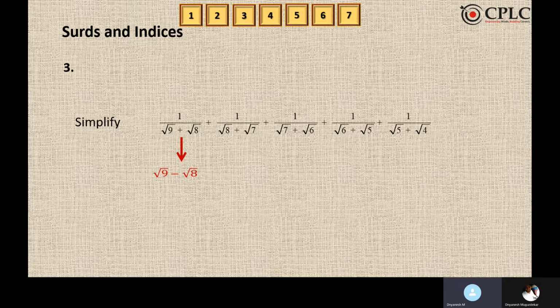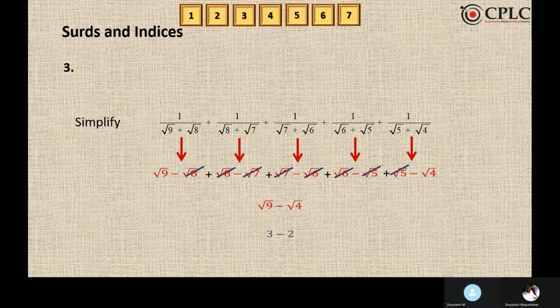Similarly, when you apply that to the other terms, because the numbers are consecutive, all the terms will have the denominator part as 1 respectively. So that means their respective conjugate is the only thing that will be left in the numerator. And now because we are supposed to add them, the alternate pluses and minuses will cancel out each other. So that will give you the answer as root 9 minus root 4, that is 3 minus 2, which is 1.